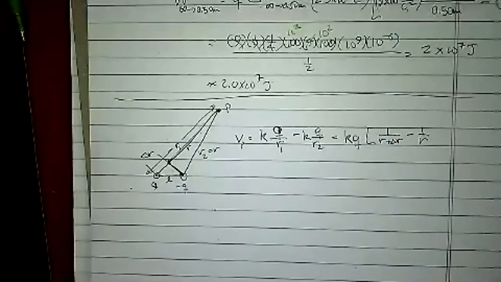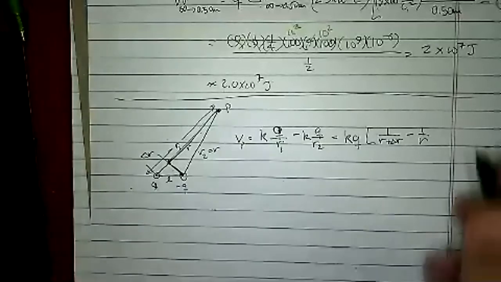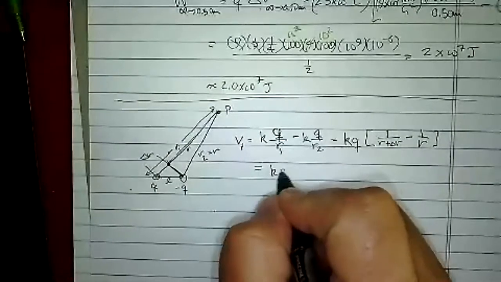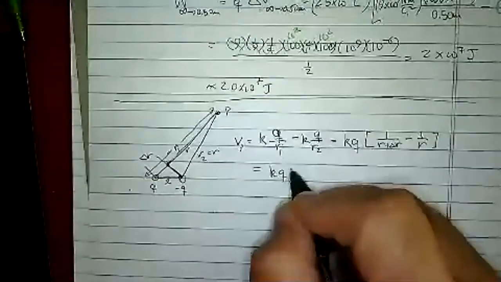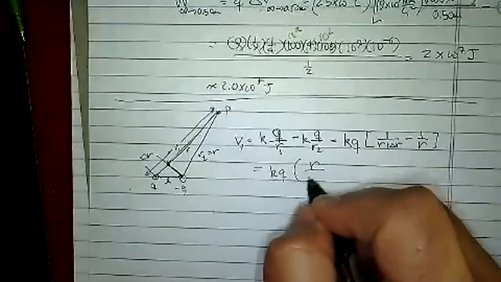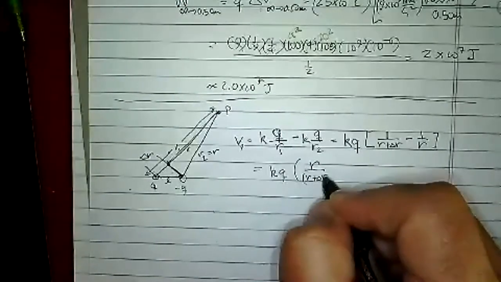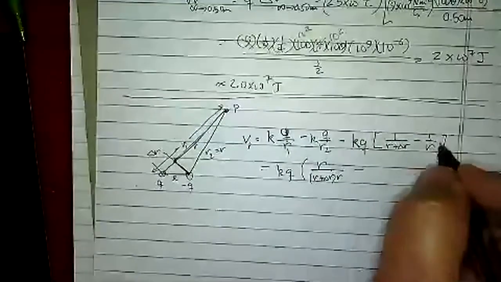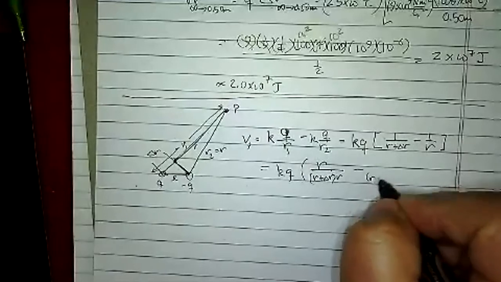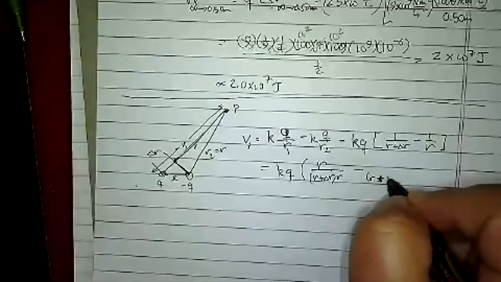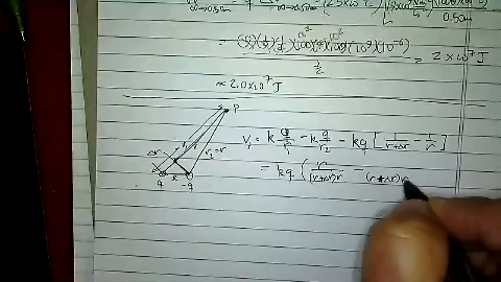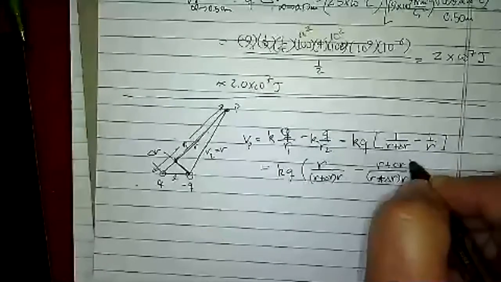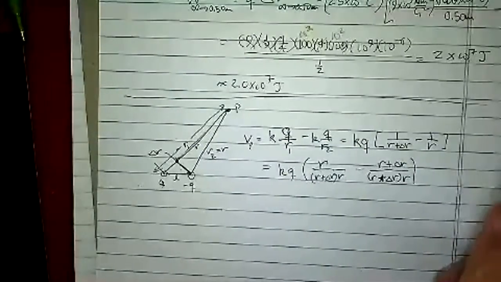So if I wish to get a common denominator, I can make this a little more simple. So I will make a common denominator by going KQ. I'll have to multiply this one by R. So it'll be R over R plus delta R times R. That's our common denominator. Minus this one, I got to multiply by R plus delta R. So it's R plus delta R times R over R plus delta R.